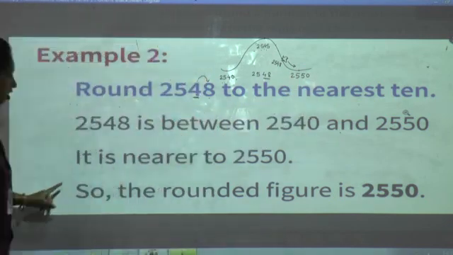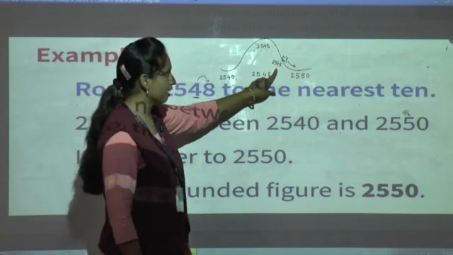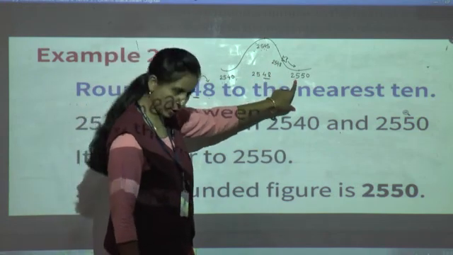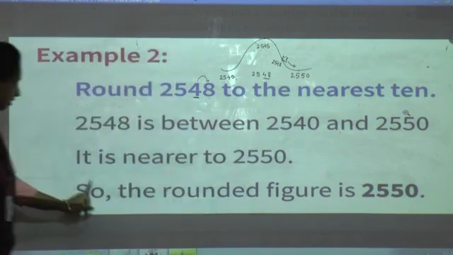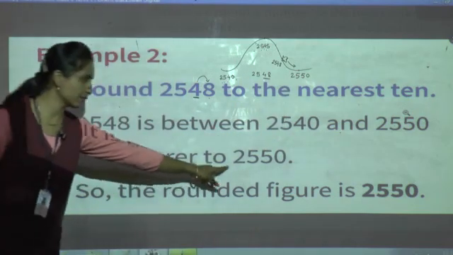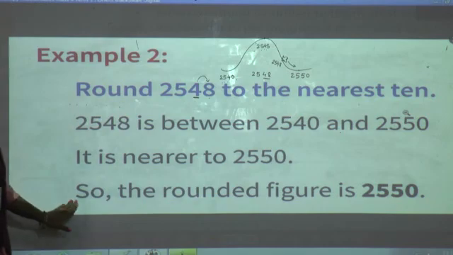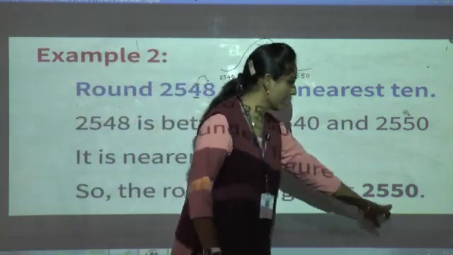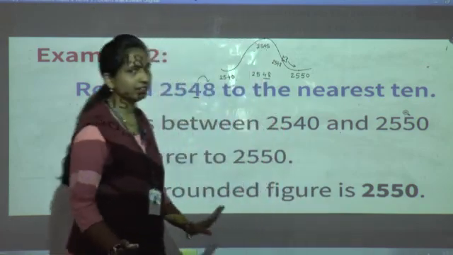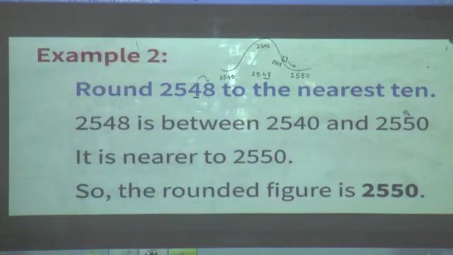So the rounding of this number is 2550, because 2548 is nearest to 2550. See this. It is nearest to 2550. So the rounding figure is 2550. Clear? Very easy. Okay. Move to the next question.